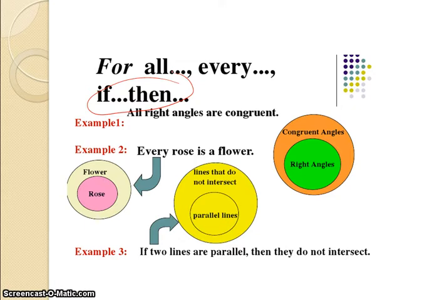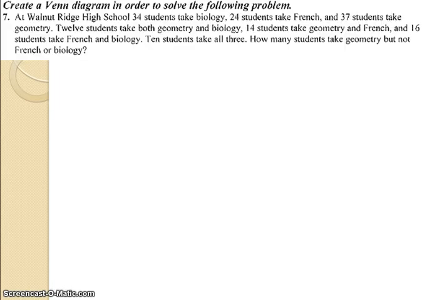So if we said something like, if it is a rose, then it is a flower, that means all roses are flowers. If they are parallel lines, they do not intersect. That means all parallel lines do not intersect. If they are right angles, it means they are congruent. All right angles are congruent to each other. And so you can see that a good way to visualize a true conditional statement is to think of it in terms of a Venn diagram.